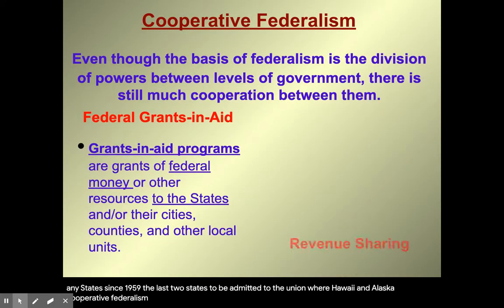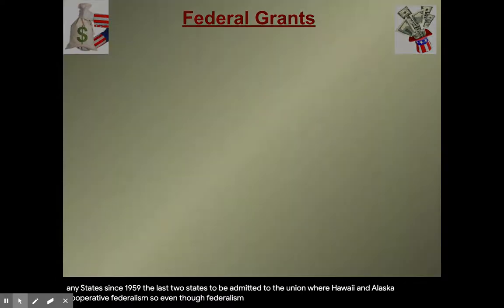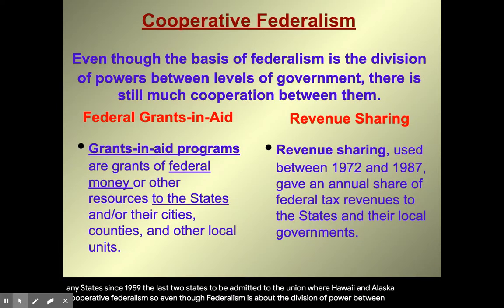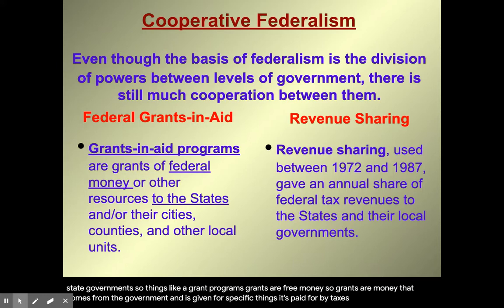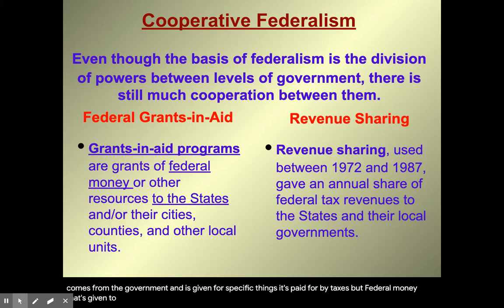Cooperative federalism. So, even though federalism is about the division of power between different levels of government, there's actually a lot of cooperation that happens between the federal and the state governments. So, things like grant programs. Grants are free money. So, grants are money that comes from the government and is given for specific things. It's paid for by taxes. But federal money that's given to the states to deal with different things are federal grants.